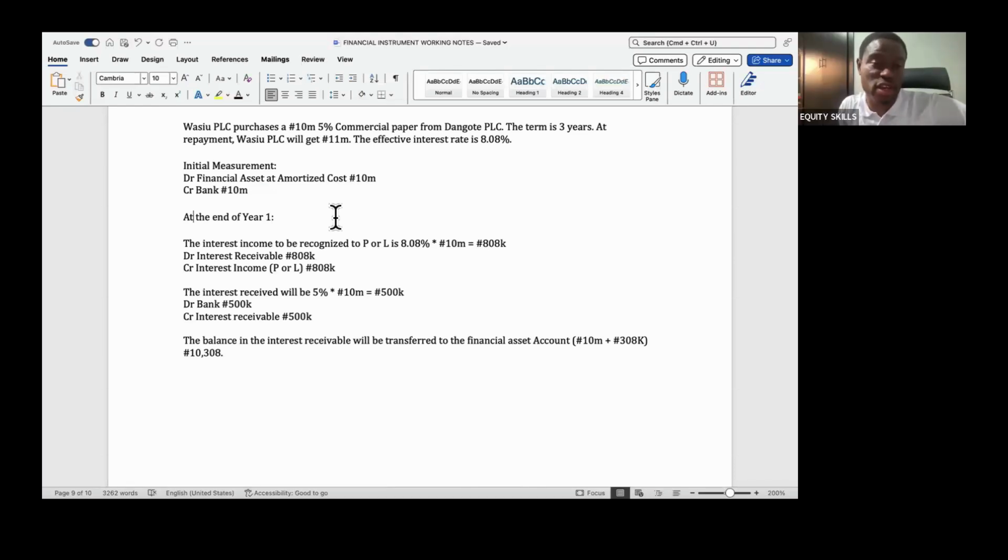So even for fair value through P&L or fair value through OCI, you start from here first. You will get your interest, because interest will always be calculated for debt investment. You will still do this.